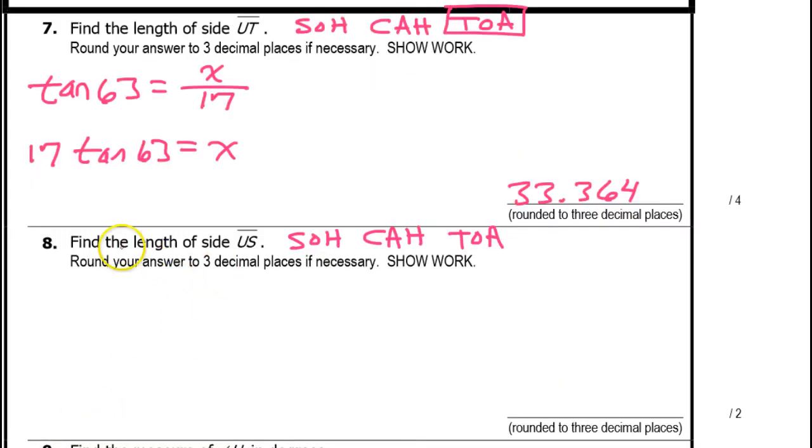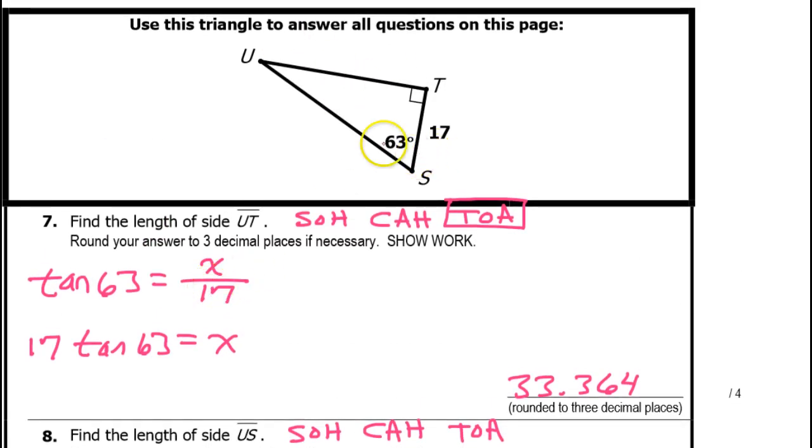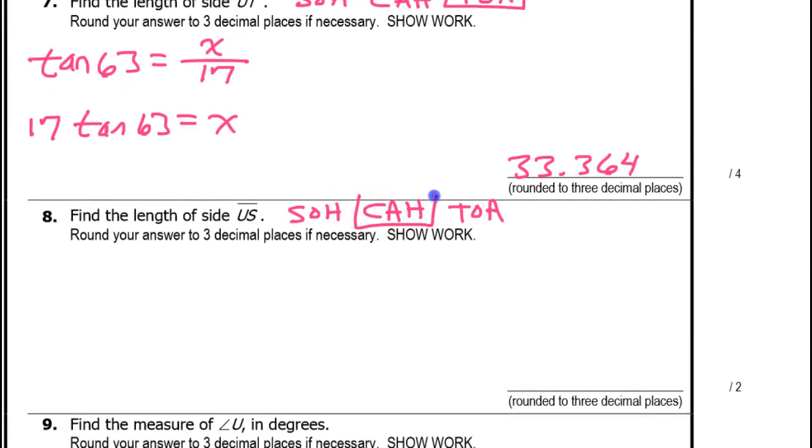For number 8, we are supposed to find the length of side US. So I've erased the work from the previous problem, and US is right here, so that's where I will put my x. Now this x is the hypotenuse, because it is across from the 90-degree angle. If I circle this angle, if I were to make an arrow, this would be the opposite side, the one that's blank, which means that the 17 is adjacent. So we've got adjacent and hypotenuse. Alright, adjacent and hypotenuse, that is the cosine function.